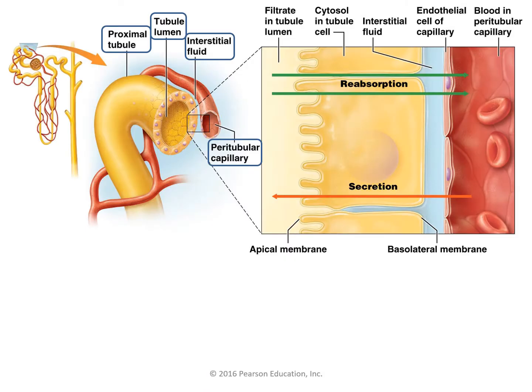So here is a proximal tubule, the tubule lumen, the interstitial fluid, and the peritubular capillary. It has to cross through all these membranes for reabsorption from the tubule to the blood, and for secretion, it's going to go from the blood back over into the tubule. Okay. It's important to remember the concepts of reabsorption and secretion.